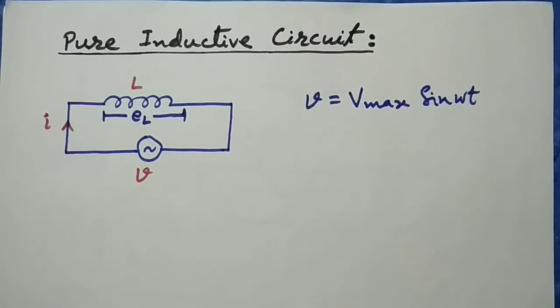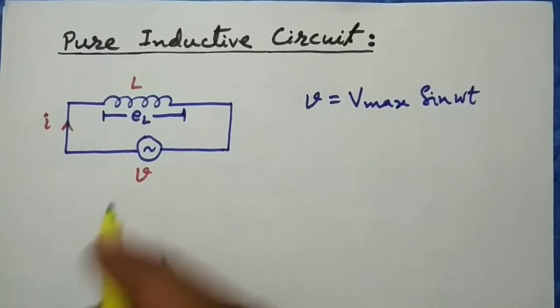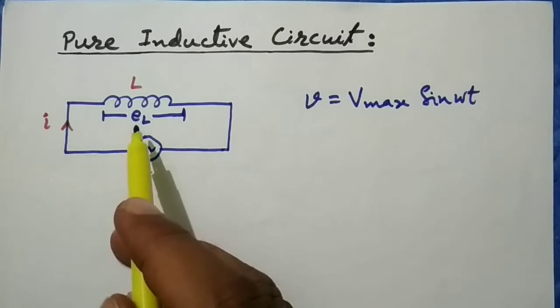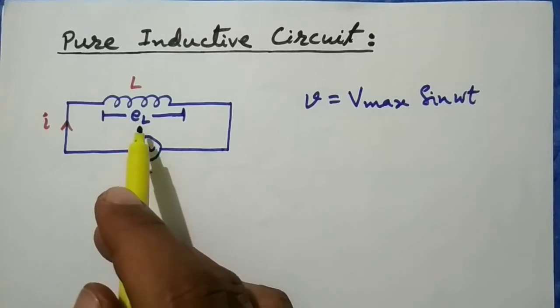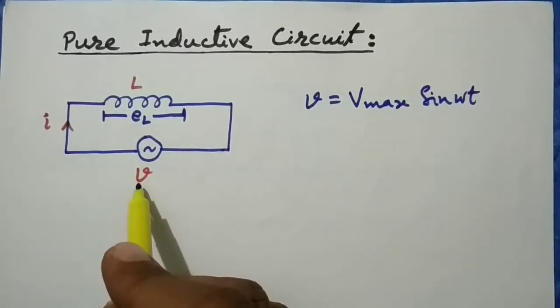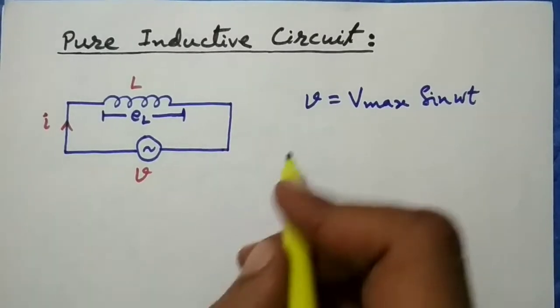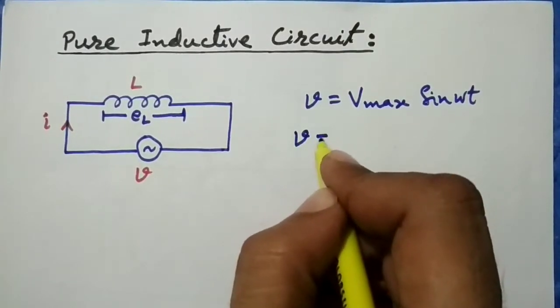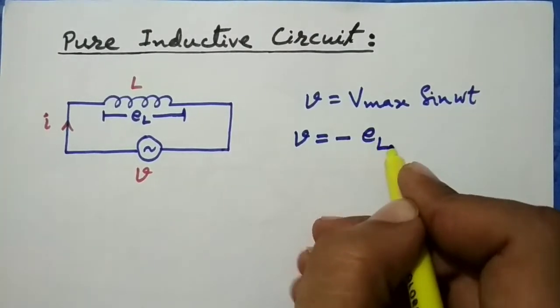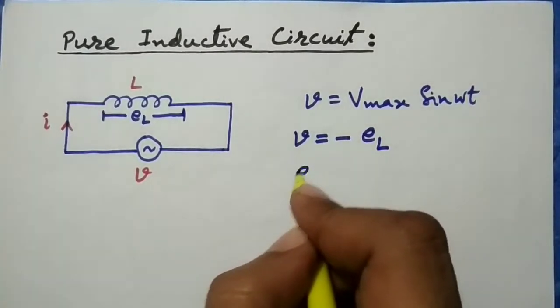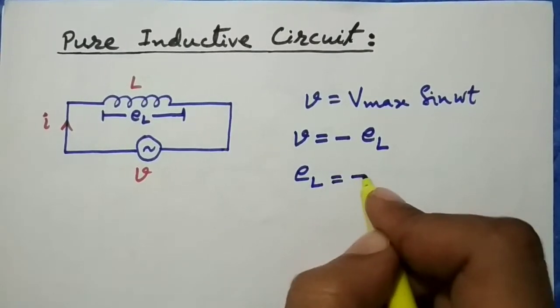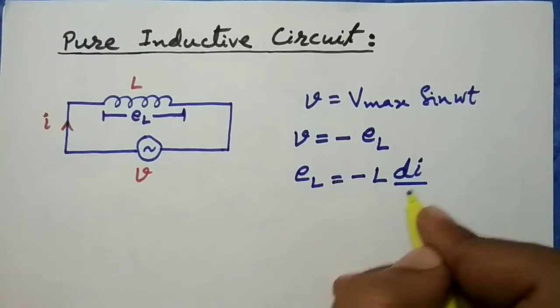Now, as it is a purely inductive circuit, that means there is no resistance in the circuit, then the relation between the voltage and the self-induced EMF will be such that the self-induced EMF will oppose its cause, that is the supply voltage. That means at each and every instant, the V will be equal and opposite of the self-induced EMF. That can be written as V is equal to minus EL, where the self-induced EMF EL is represented by minus L di upon dt.